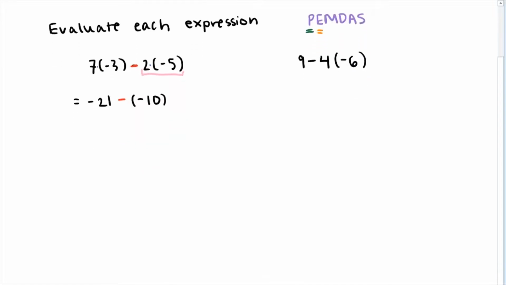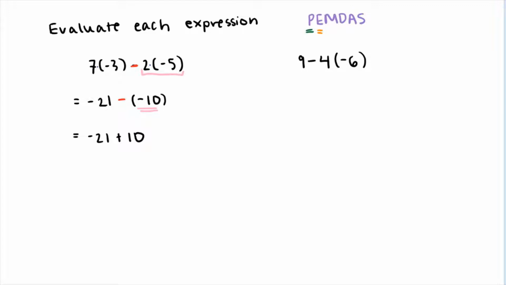And then here, if I want to subtract negative 10, well, subtraction I can view as adding the opposite, right? So here I'm going to rewrite this as a negative 21. I'm going to rewrite the subtraction as addition of the opposite of negative 10. Well, the opposite of negative 10 is positive 10. So we have negative 21 plus 10.